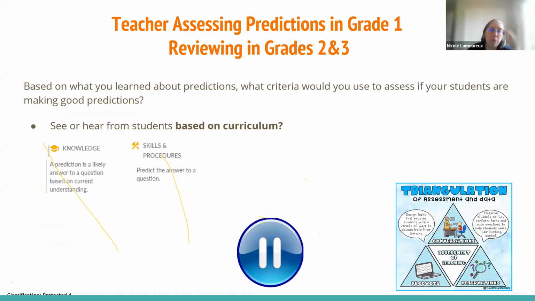Okay, so I want you to think for a moment. So in grade 1, they're assessing. This is going to help you think about assessing these skills and procedures with the scientific method in any other skill. But let's think about this. Based on what you've learned about predictions and the criteria from our curriculum, where I put the knowledge statement with the skill and procedure, what would you expect to see or hear from students for a grade level expectation for our curriculum? For grade 1, that would probably be more towards the end of the year. If you want to drop that in the chat, what would you expect to see or hear from students when they're making a prediction, a solid prediction?